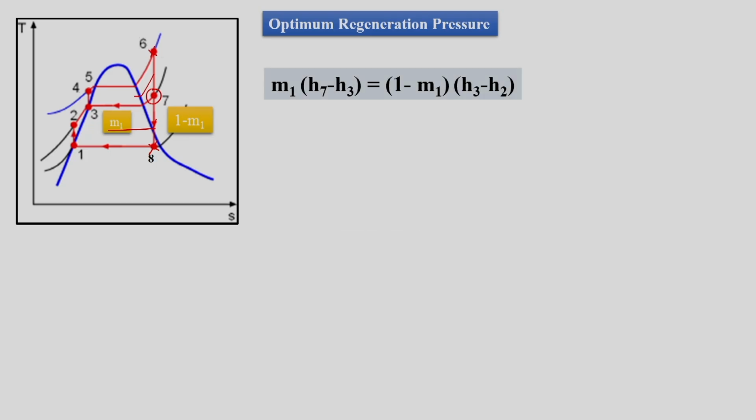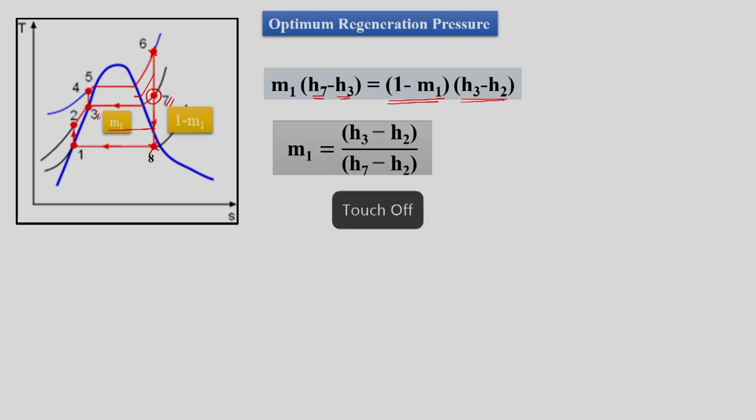For that, let us consider that M1 amount of mass is taken as bleed from state 7, and this M1 amount of mass loses its enthalpy from 7 to 3. That loss of enthalpy was used to gain enthalpy for 1 minus M1 mass of liquid water from state 2 to 3. This is the energy balance for the regeneration. This helps us find M1. M1 is equal to H3 minus H2 divided by H7 minus H2.